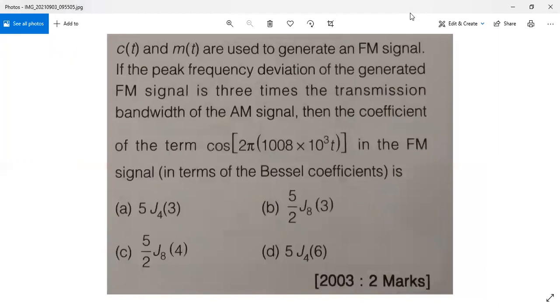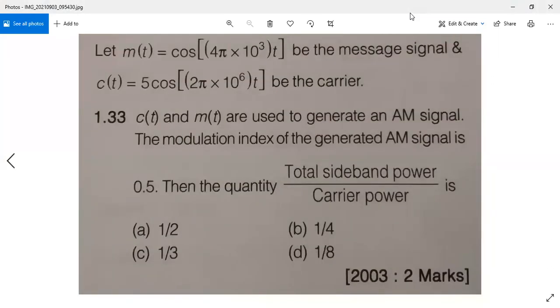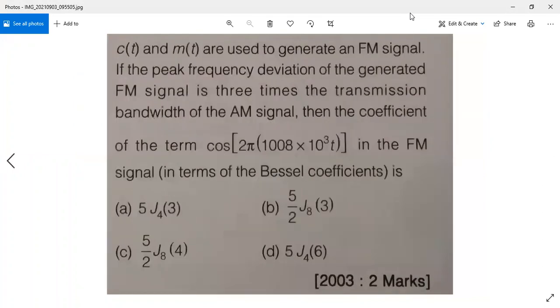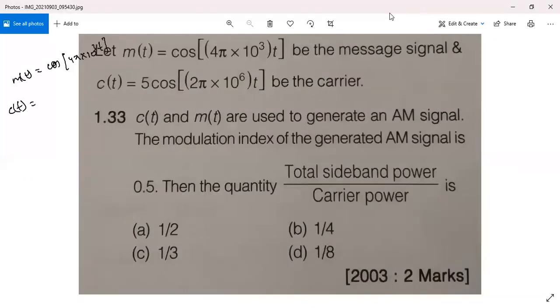So here what is given? CT. So this question is from the previous data. So let us check what is MT and CT. So let us write down the value of MT and CT. MT is cos 4 pi 10 to the power 3 t. And what was CT? CT is 5 cos 2 pi into 10 to the power 6 t. Okay, so let us move to the next part.